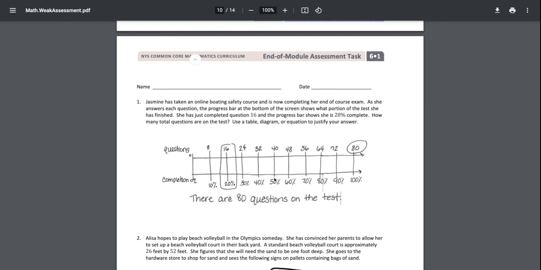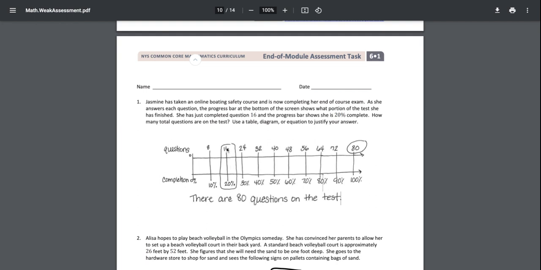You're going to put a 10, a 30, a 40, a 50, 60, all the way up to 100. We don't know these numbers yet. So how do we get them? Well, we need to figure out this 10. That's half of 20, so we divide it by 2. That's how I get 8. So for every 10%, we're adding another 8.